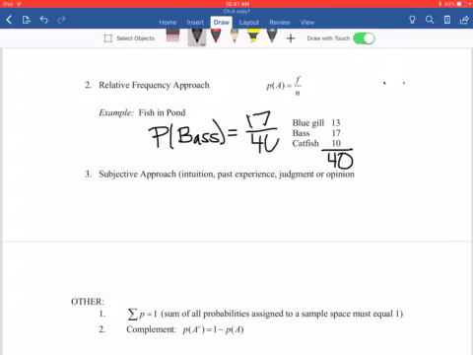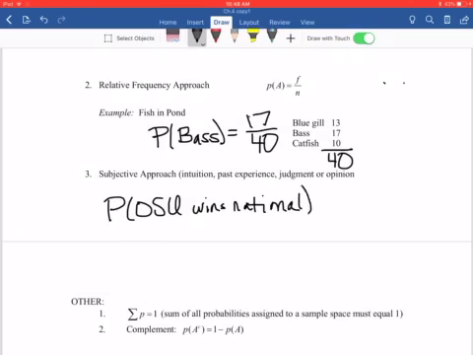Out of my total of 40. Make sense? And then the last way we calculate probabilities is the subjective approach. So that's back to, let's say I want to know the probability that OSU wins the national championship. Let's say I asked myself a month ago or 2 months ago, I said it was 80%. Make sense?